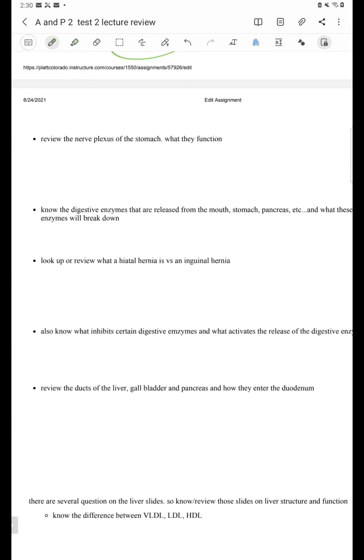Okay, it takes a lot of nerves and a lot of blood to break down food. So we have the nerve plexus in the stomach. So the myenteric, for example. So what does it do? Okay, what's its function?